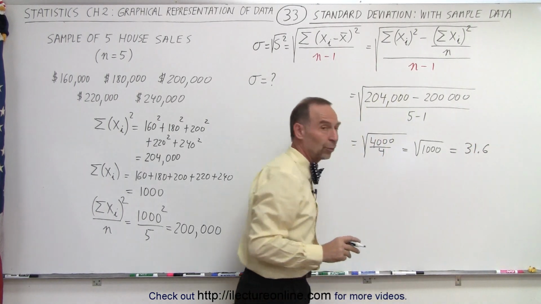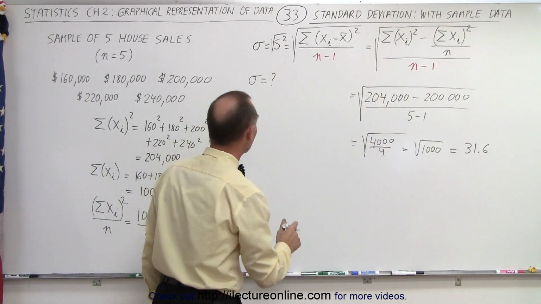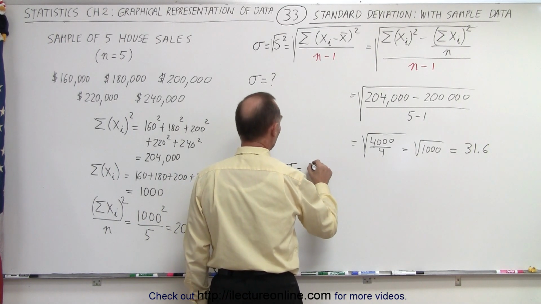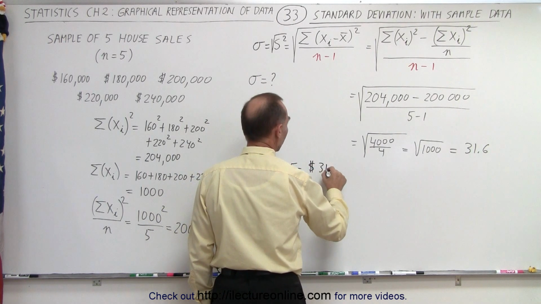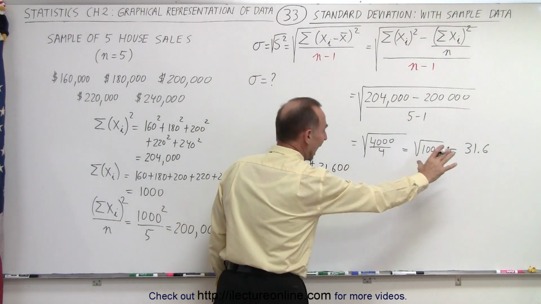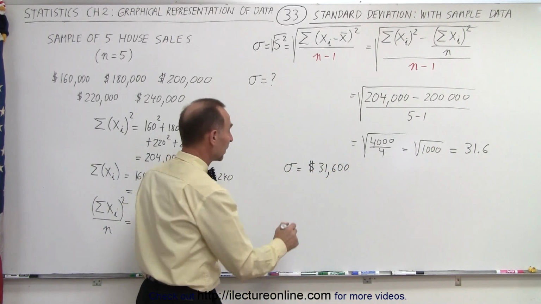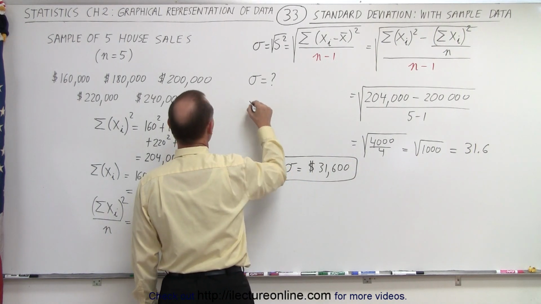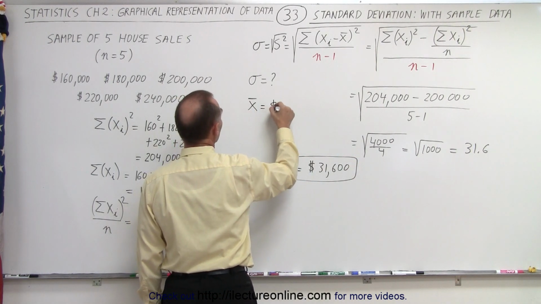Now remember, those were in K dollars, so therefore we can say that the standard deviation is equal to 31,600 after we add the 3 zeros back. So there's our standard deviation. The mean of that was equal to $200,000.